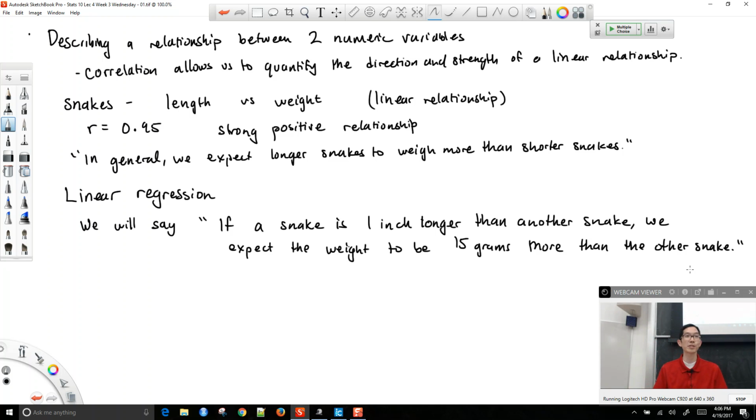So rather than just having this kind of vague sense of larger X means larger Y, we can actually say, if X goes up by this amount, we're going to predict, we expect or we predict the Y to increase by this amount, or the Y to change by that amount. Okay? And so that's kind of the idea behind linear regression. We want to be able to quantify that relationship.